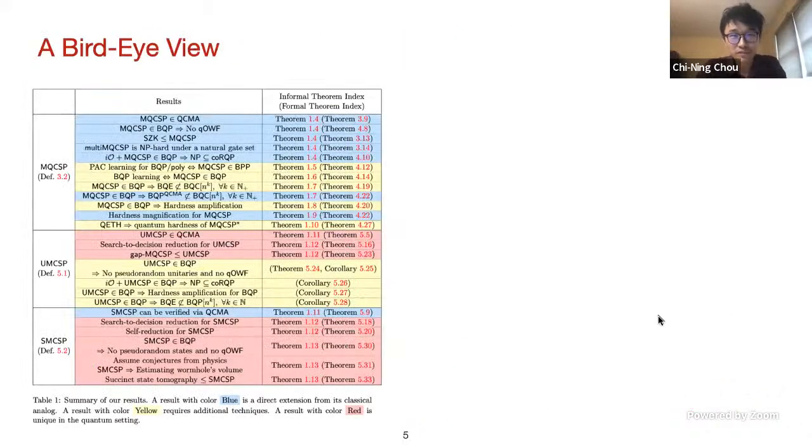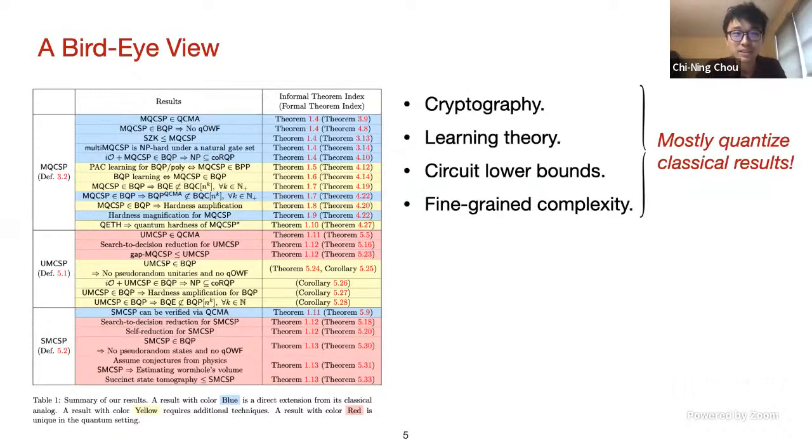So this is a bird's eye view of the results we proved. We have lots of results, but basically they can be categorized into three categories. The first one is marked blue. These are results that already appeared in the classical MCSP study, and by some direct techniques, we can prove them. There are also some yellow results that require some extra techniques, but we can also prove them in the quantum setting.